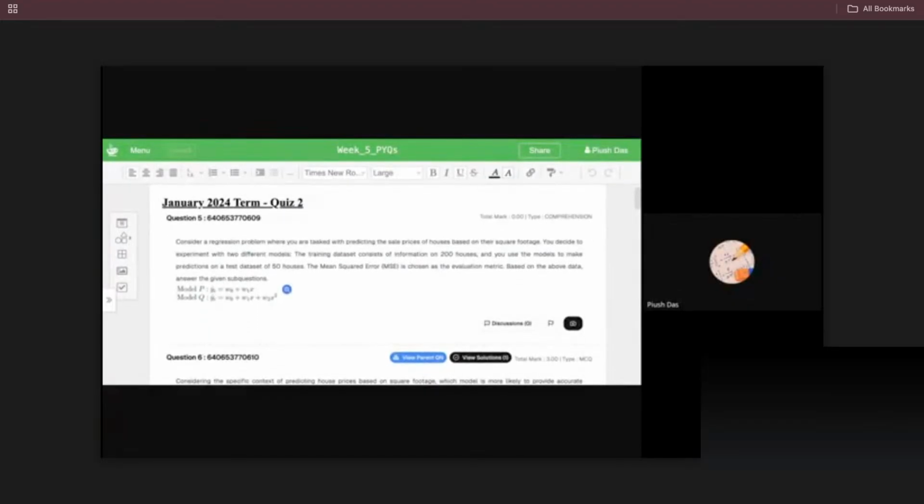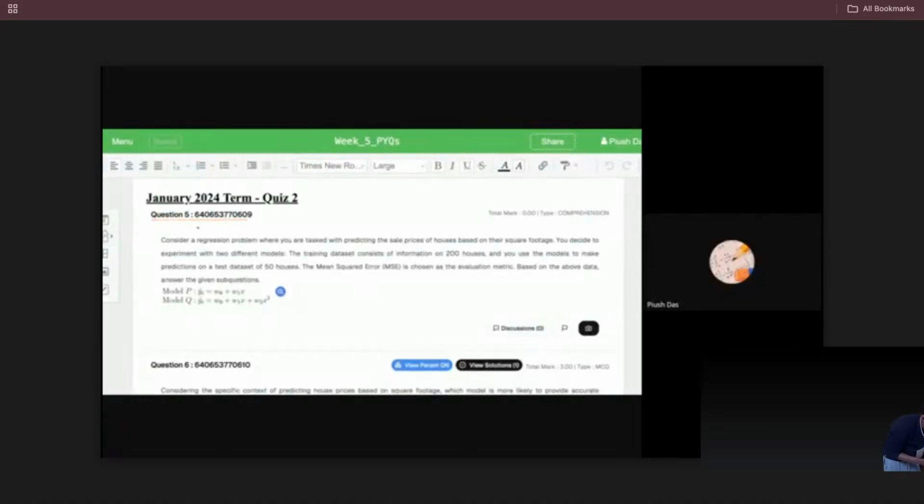This is from January 2024 term, quiz 2. Consider a scenario where you are tasked with predicting the sales price of houses based on their square footage. So our feature is only one, the square footage. You decide to experiment with 2 different models. The training dataset consists of information on 200 houses, so the number of samples in our training dataset is 200, and you use the models to make predictions on a test dataset of 50 houses. The mean square error is chosen as the evaluation metric.